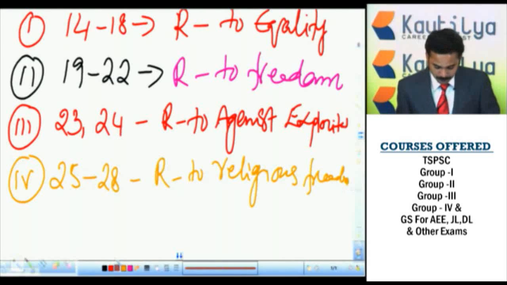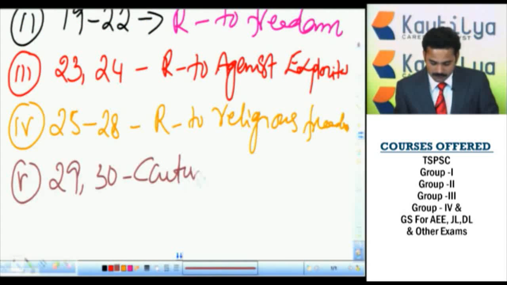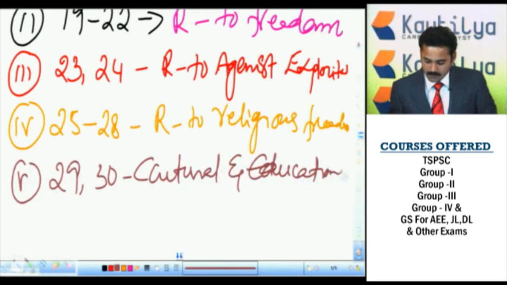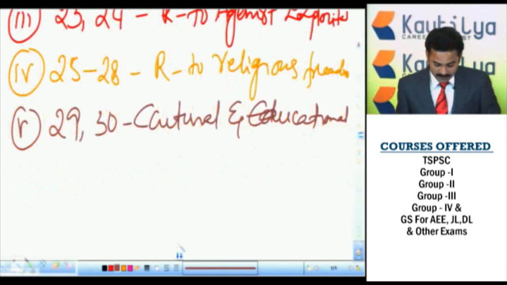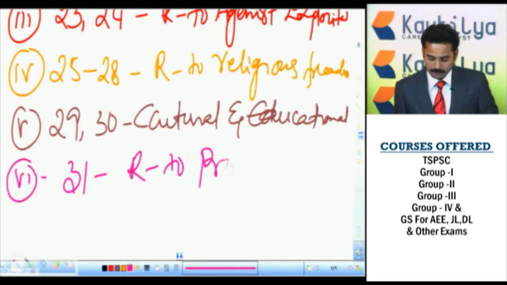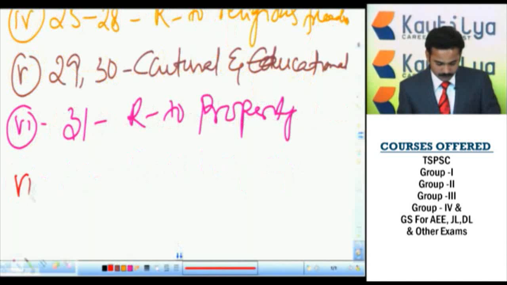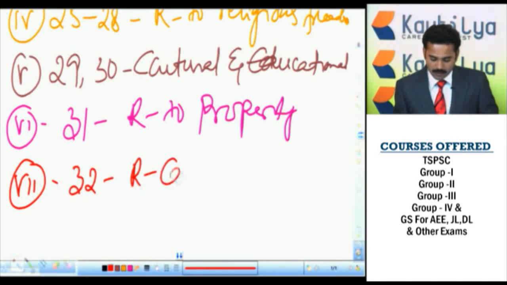Fifth one, Article 29-30, cultural and educational rights. Sixth one, Article 31, right to acquire and dispose property, the right to property. Seventh one, Article 32, right to constitutional remedies.